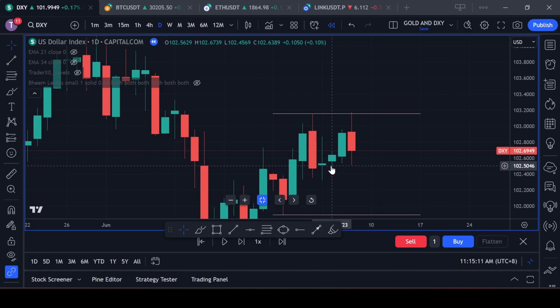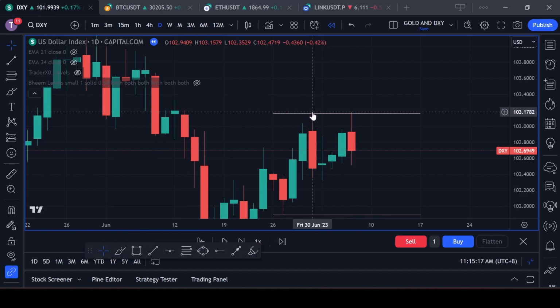Price pushed up on Monday, Tuesday, Wednesday, and Thursday. It finally broke the weekly high over here. Okay, and now once this is done, and let's say you set your alert over here, you got an alert going off.